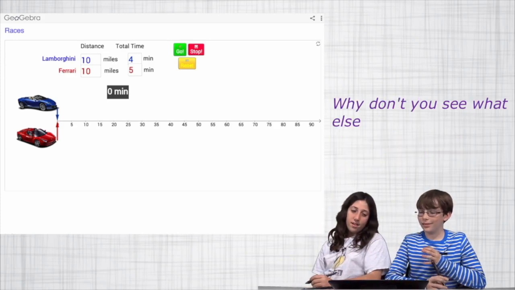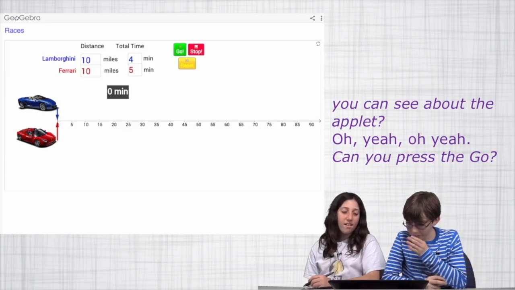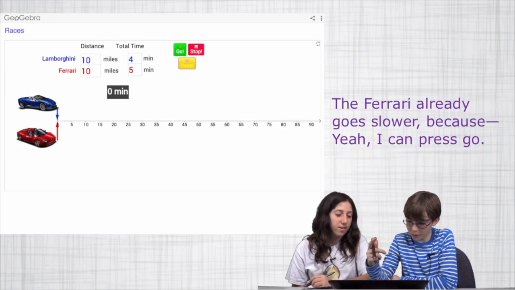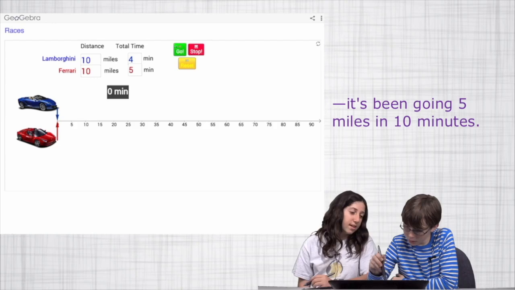Why don't you see what else you can see about the applet? Can you press the go? Can you press the red go? The red one already goes slower because it's been going 5 minutes and it's upset.